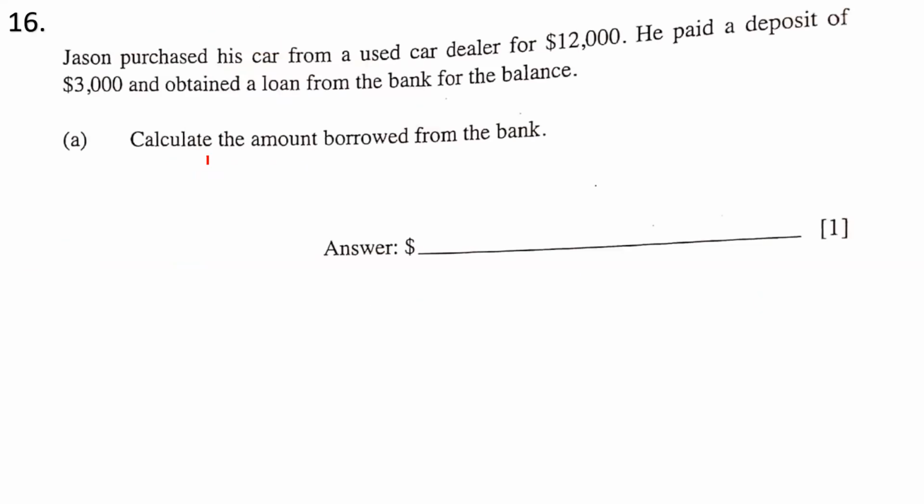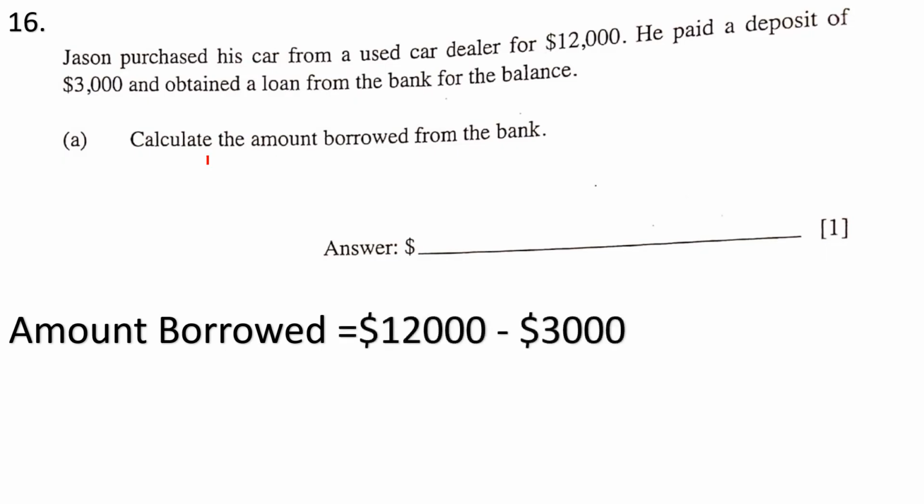Here we have Jason. Jason purchased his car from a used car dealer for $12,000, but he paid a deposit. His deposit was $3,000 and he obtained a loan from the bank for the balance. So the question is, calculate the amount borrowed from the bank. Remember, he only borrowed the balance, the amount he had to pay after the deposit. And so it's going to be $12,000 minus 3,000. And so he only borrowed 9,000 from the bank. He didn't borrow the whole 12,000. He already paid the deposit. So he just borrowed the balance, and that's $9,000.